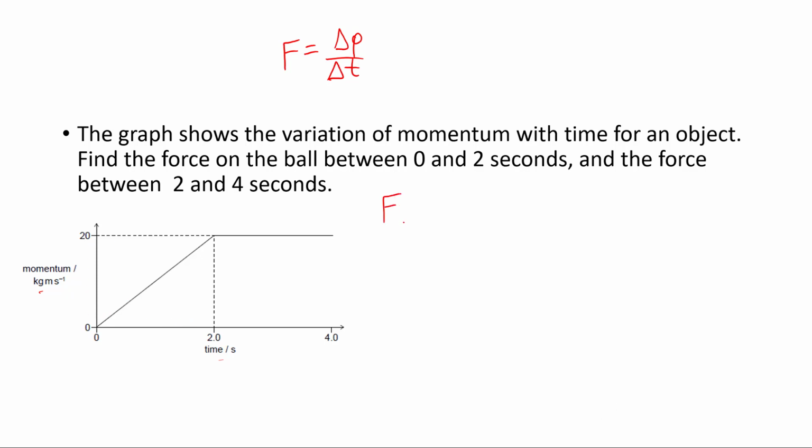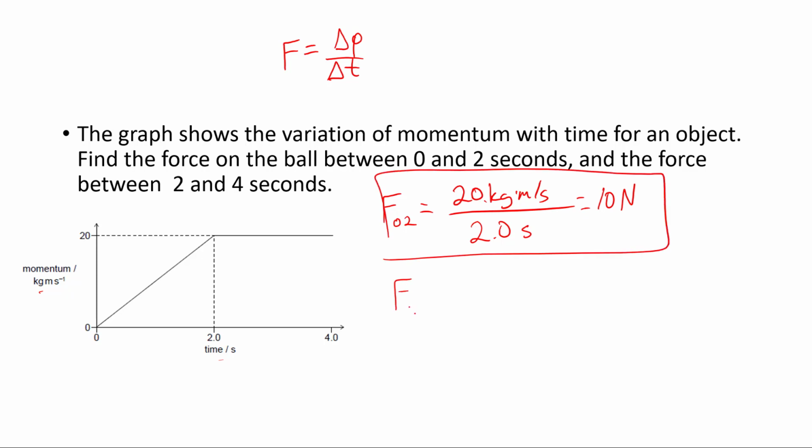So the force from 0 to 2 is just going to be rise over run. Change in momentum is 20 kilograms meters per second. And the time is 2.0 seconds. 20 over 2 gives us 10. Oops, that's 10 kilograms meters per second squared, or 10 newtons.